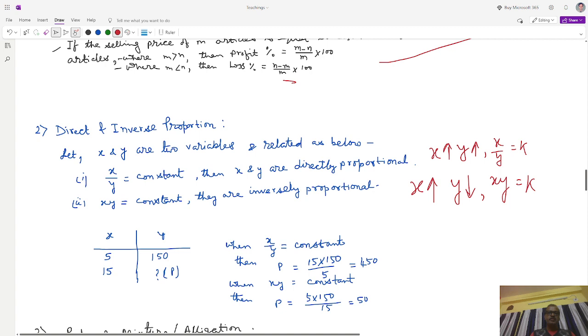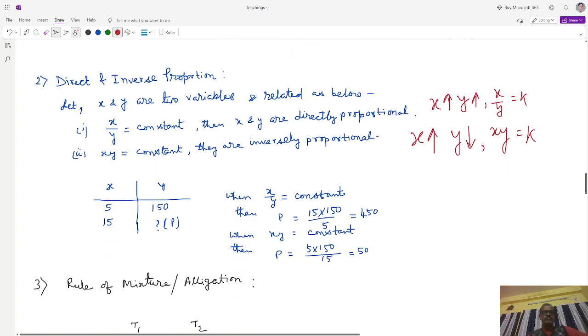With the help of this, we can solve several problems in arithmetic, and the unitary method can be realized by this method also. It will take less time than the unitary method. So you have to practice this method to save the time.